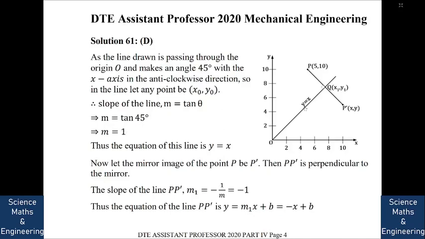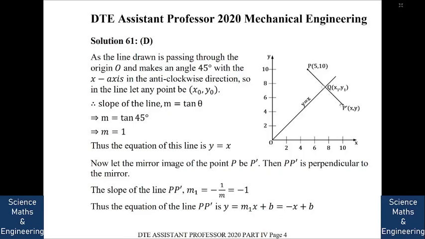So our equation becomes y equal to mx plus c, that is y equal to x plus c. Now as it passes through the origin, c is 0, so we have y equal to x. Now this is the point P and it will be reflected to this point P dash (x, y), and this is the mirror which is given by y equal to x. Now this line PP dash would be perpendicular to this line y equal to x, as P dash is the mirror image of P.